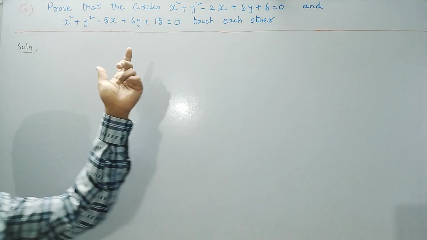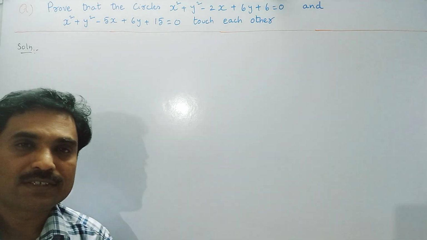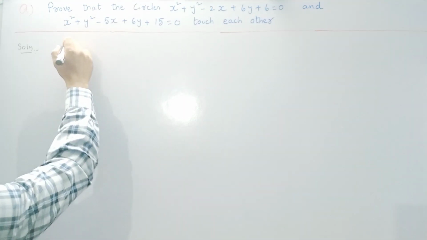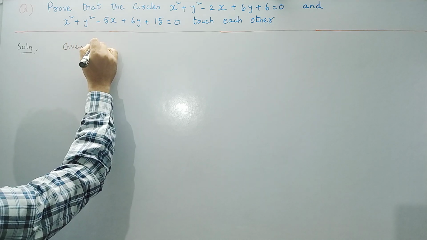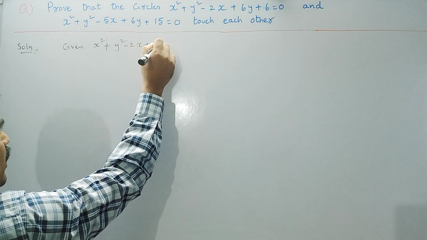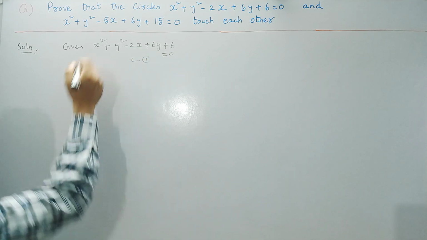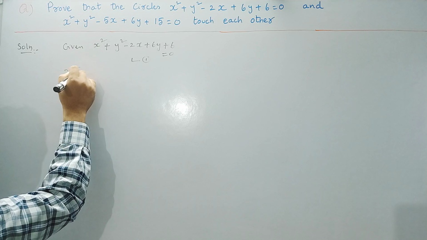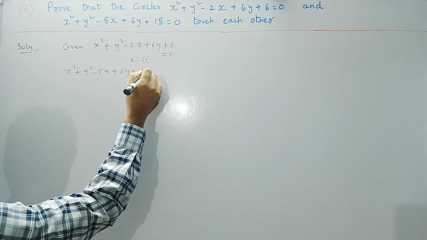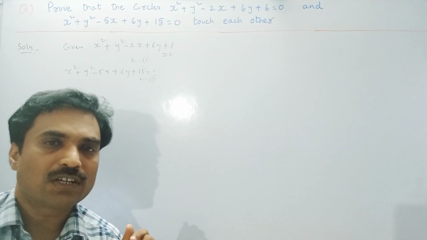From the given two equations, we will find the center C1 and radius R1. Similarly, from the second circle, we will find the center C2 and R2 by comparing these two equations with the general equation of circle. So given, first the first equation: x square plus y square minus 2x plus 6y plus 6 equal to 0. We number this equation number 1. And write the second equation. What is the second equation? x square plus y square minus 5x plus 6y plus 15 equal to 0. This is second equation. Now we have to compare these two equations with the general equation of circle.